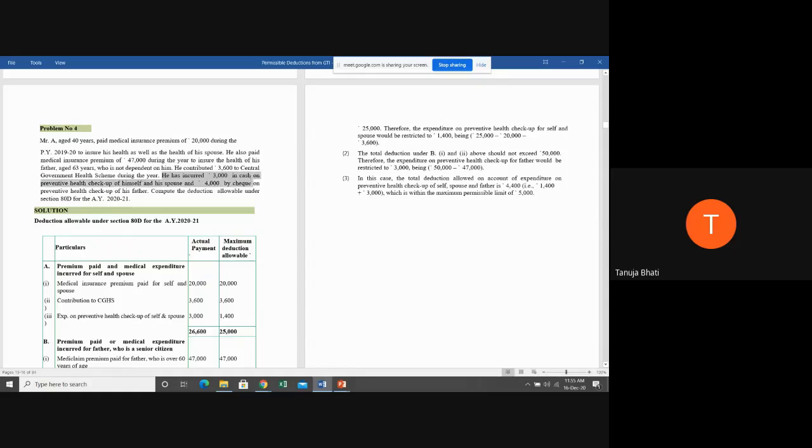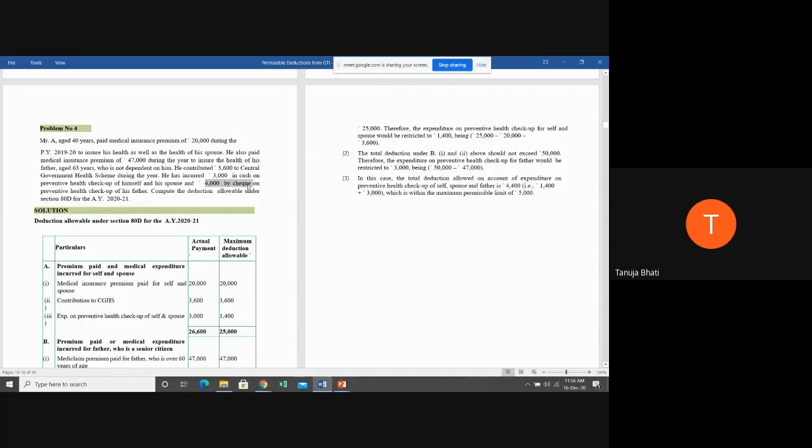Next, he incurred 3,000 in cash for a preventive health checkup, and we know that if he's paying cash for a preventive health checkup, that is allowed. Now tell me students, is he exceeding the limit of 25,000? 20,000 plus 3,600 plus 3,000. So how much does it become? 26,600. But what is the maximum amount of deduction that he's allowed? He's allowed only 25,000. So from this 3,000, we have to take only the portion which reaches up to 25,000.